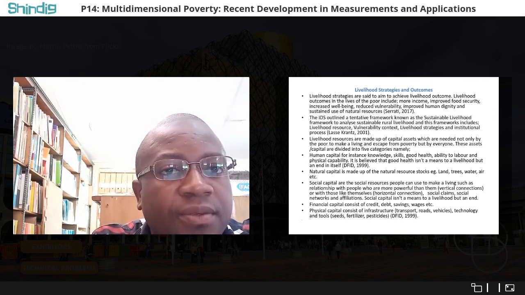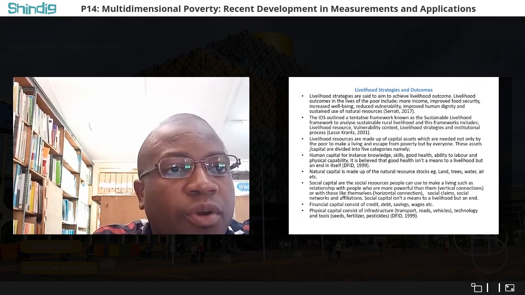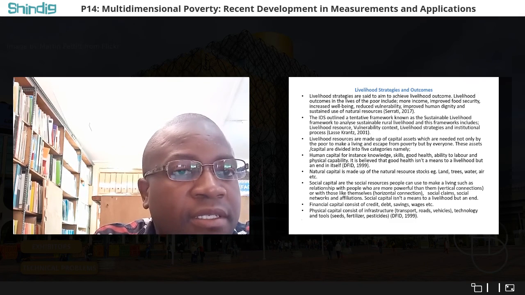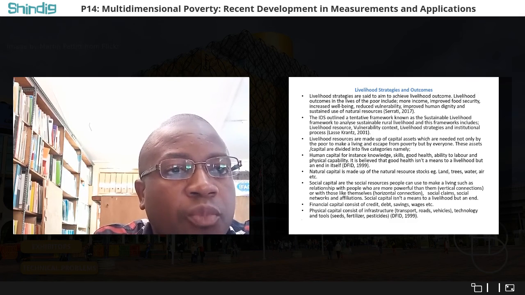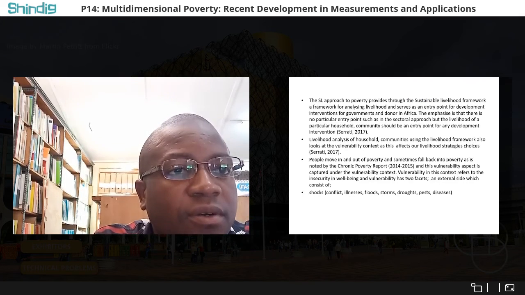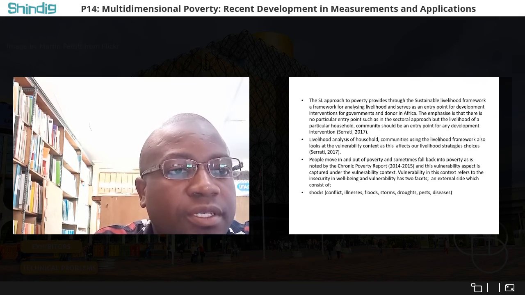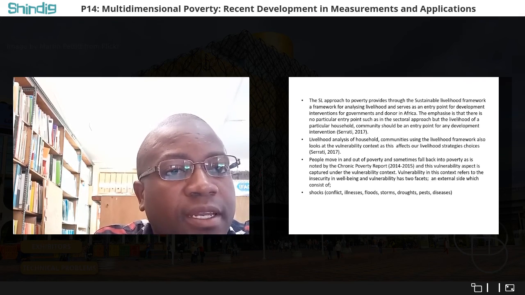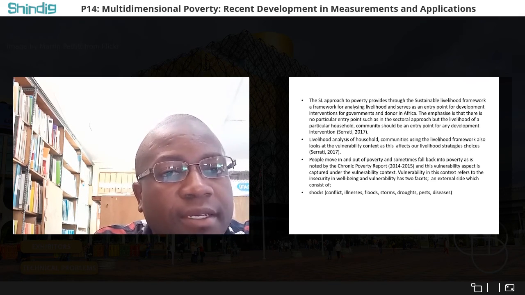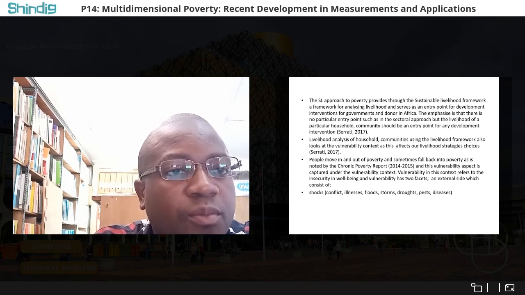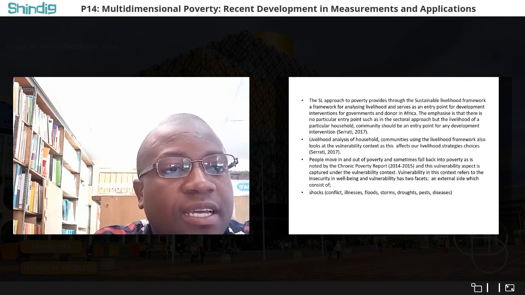The emphasis is that there is no particular entry point, such as is emphasized in the sector approach. Livelihood analysis of household communities using the livelihood framework also looks at the vulnerability context, as this affects our livelihood strategies choices. People move in and out of poverty and sometimes fall back into poverty, as is noted by the Chronicle Poverty Report of 2014 to 2015. And this vulnerability aspect is captured under the vulnerability context.